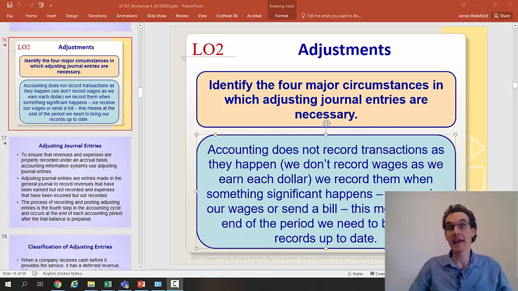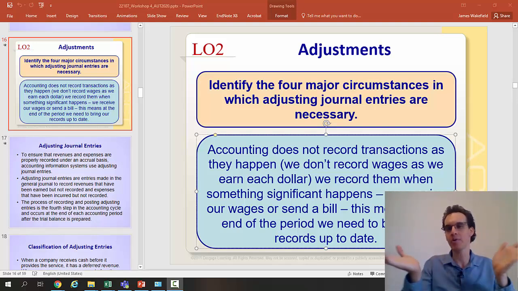So what I want to look at now is learning objective number 2. Learning objective 2 looks at the 4 major circumstances in which adjusting journal entries are necessary. Now, the reason why we need these adjusting entries is that even though there are transactions occurring that are related to expenses being incurred and revenues being earned to the business, we don't automatically record them when they occur.